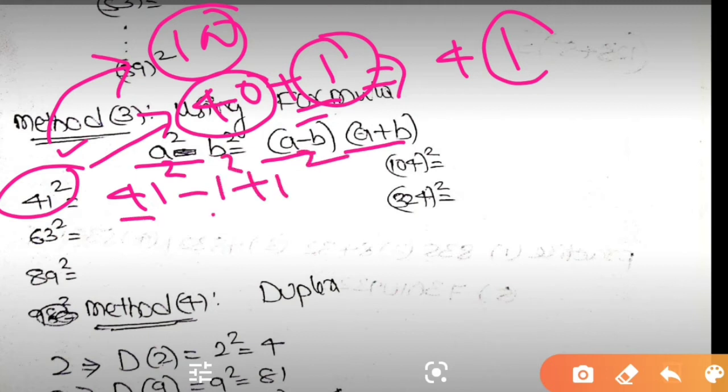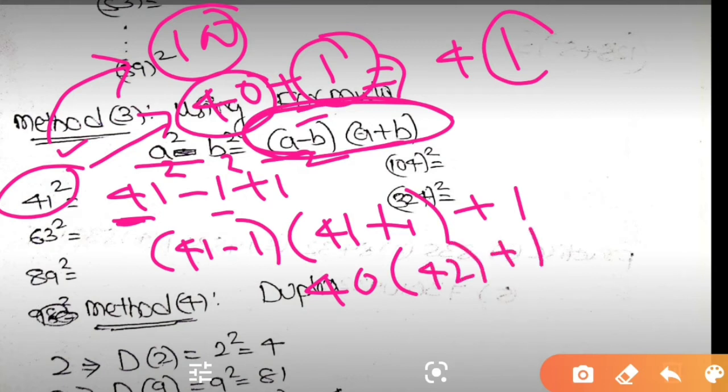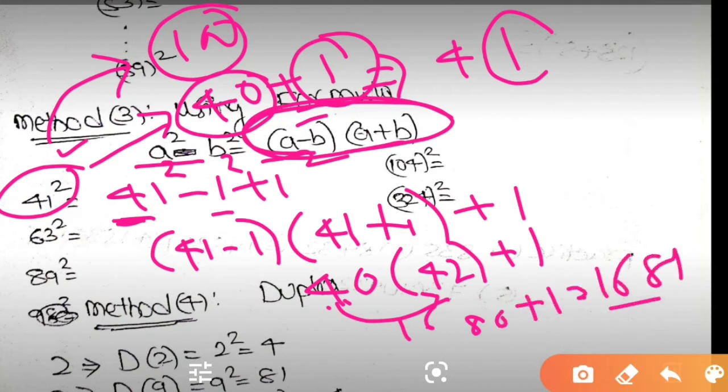So a squared minus b squared, this is the formula, a minus b into a plus b. Here a is 41, so 41 minus 1 into 41 plus 1, plus 1 squared. 1 squared is 1 only. 41 minus 1 is 40 and 41 plus 1 is 42, plus 1. Multiply: 4 twos are 8, 4 fours are 16, and here we have 0 plus 0 plus 1. So finally we get 1681 as our answer.